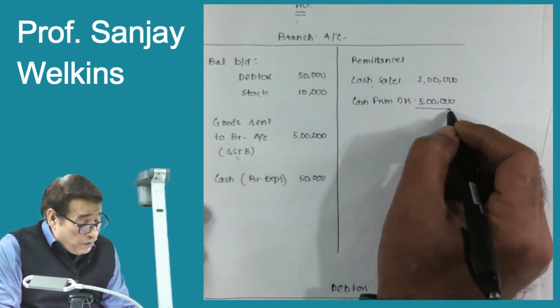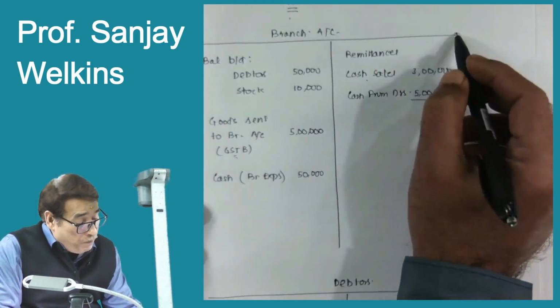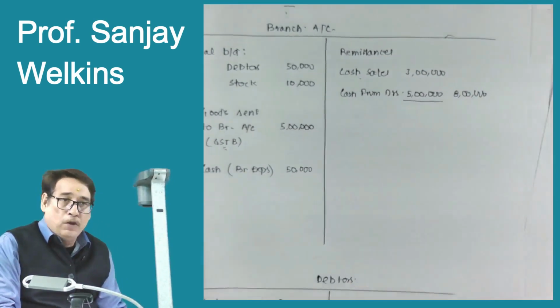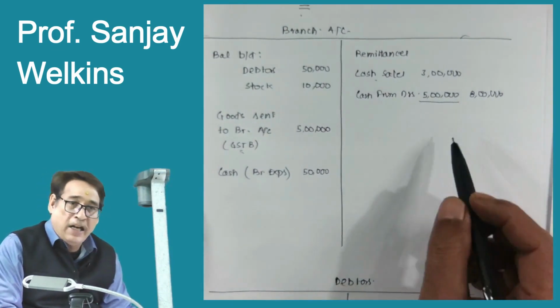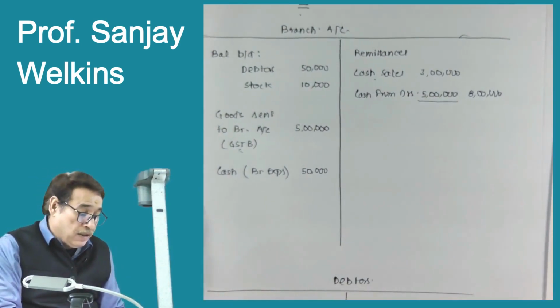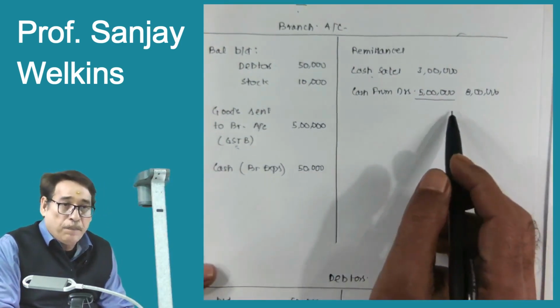So total remittances will be equal to how much? 8 lakhs. So that means branch has collected 8 lakh rupees on account of cash sales and cash from debtors, and it has sent 8 lakh back to head office. This is exactly the main task and responsibility of the branch. Is it clear to you?